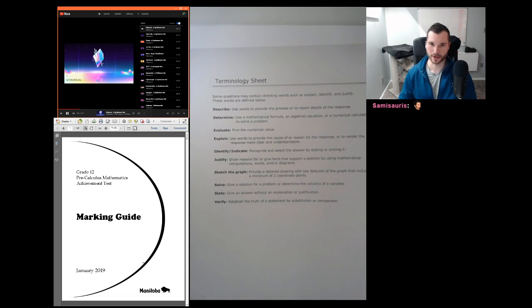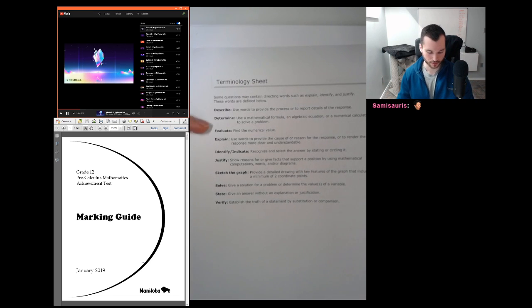Just going over the terminology sheet, we have things like describe, determine, evaluate, explain, identify, justify, sketch, solve, state, and verify. So when we're using these are some of the keywords that we can come back to if we need to.